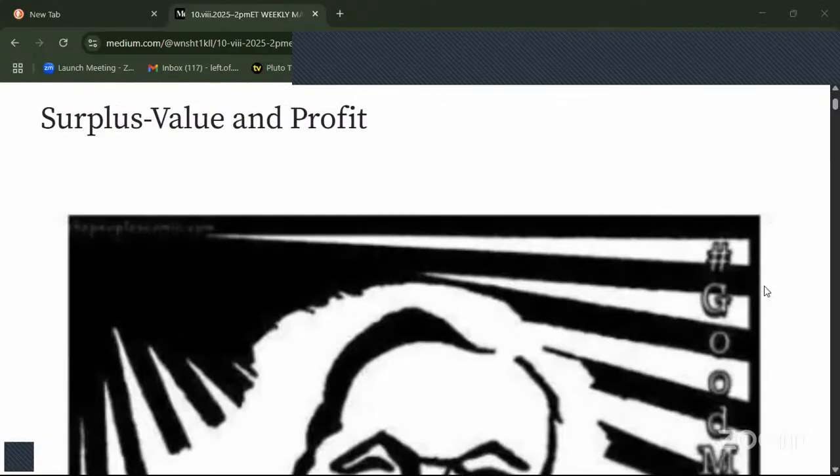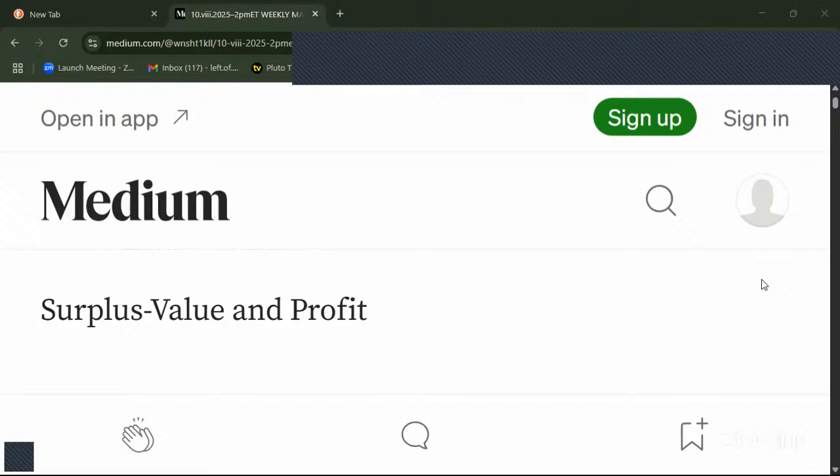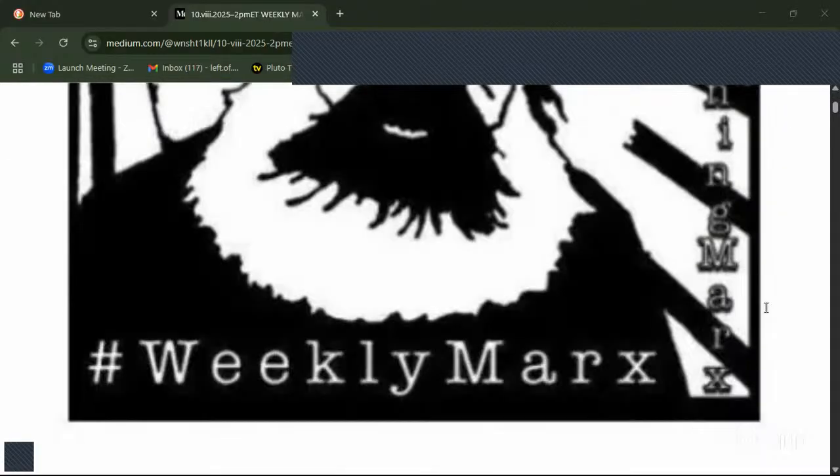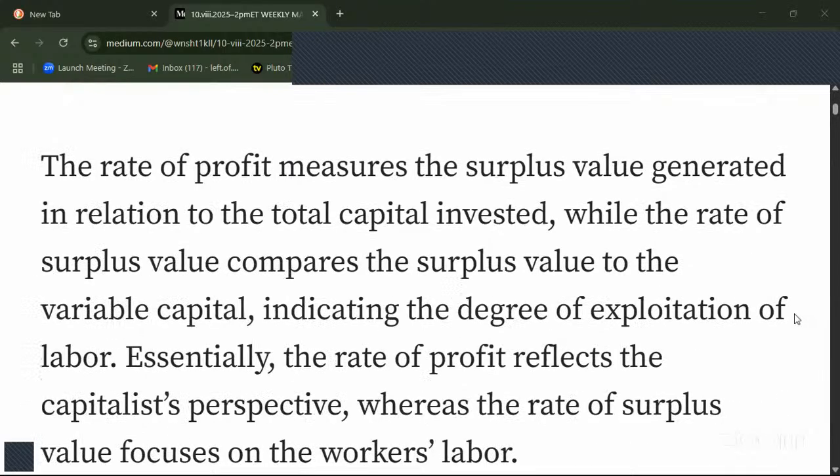Today, we'll be briefer, to raise a kind of fundamental point that relates to our preparation for Volume 3 of Capital. Hopefully, there will be a lecture series on it, but perhaps not. And if not, we're still doing it. Surplus value and profit, and asking ourselves what the differences or the similarities are, because in fact there are, and Marx points this out.